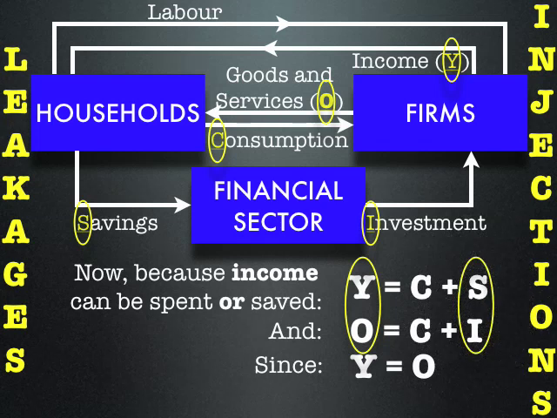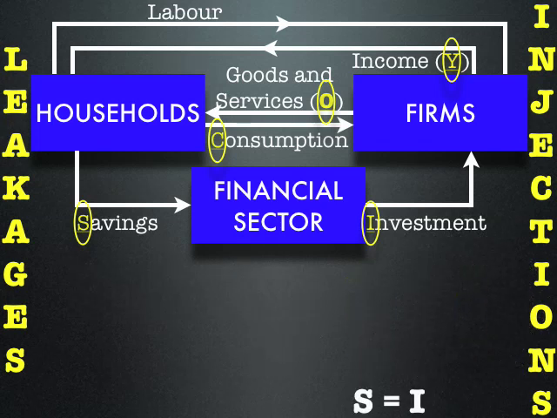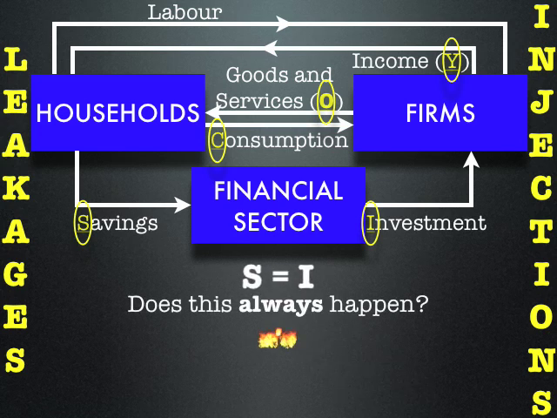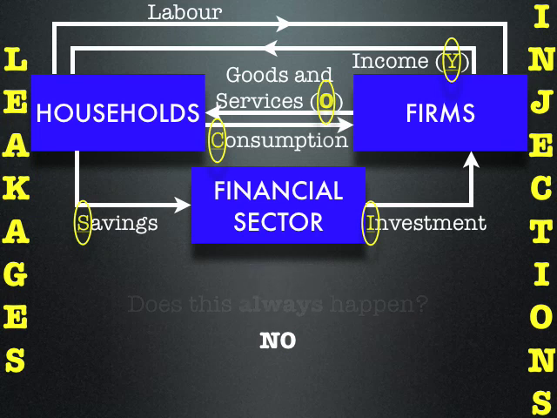If you just look down, you see the yellow circles now. Y equals O. Yeah, we already know that. So S has to equal I. The amount of savings being done by households is equal to the amount of investment that firms are doing in new capital equipment. Does it always happen?